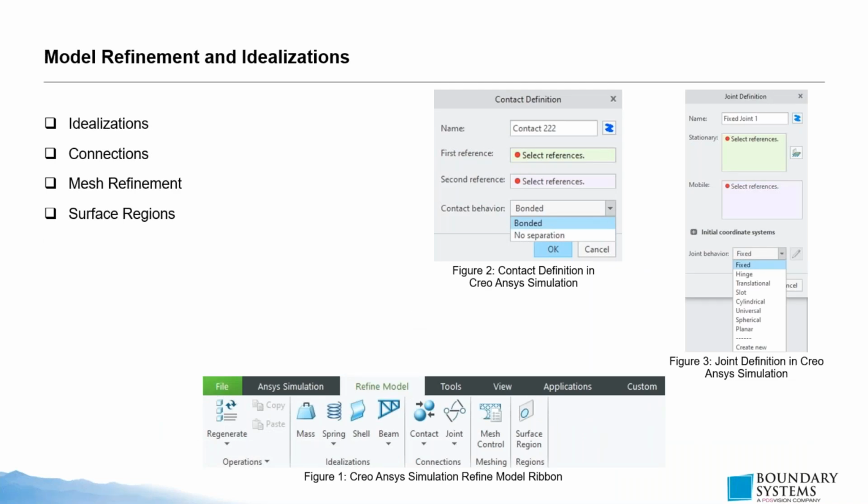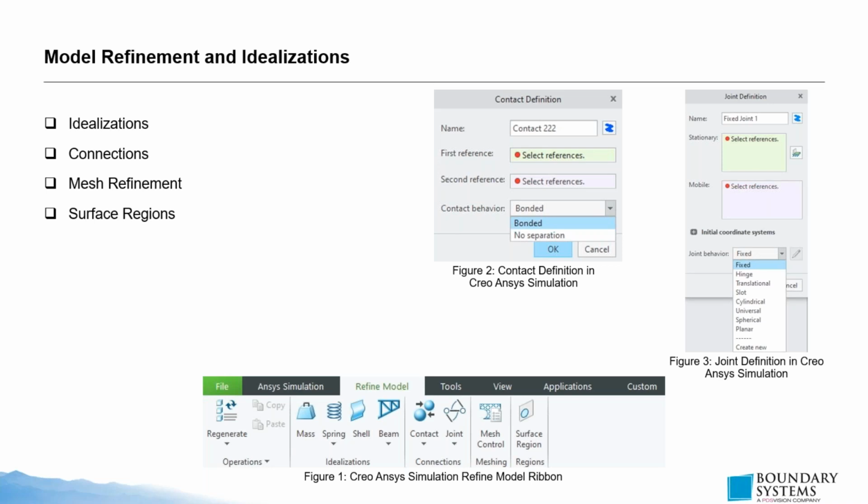So what kind of refinements do we have? Well, we do have idealizations. We still have the ability to do things like point masses or idealized springs. We have shell elements, and more shell functionality will be coming in Creo 9 in a year, but there are some basic functionalities there. And we still also have idealized beam elements.